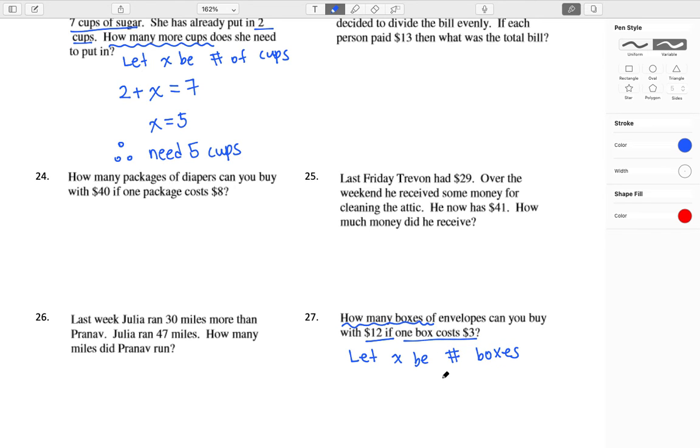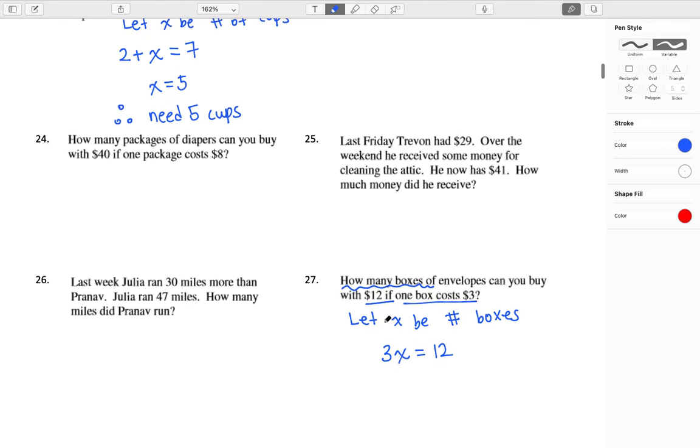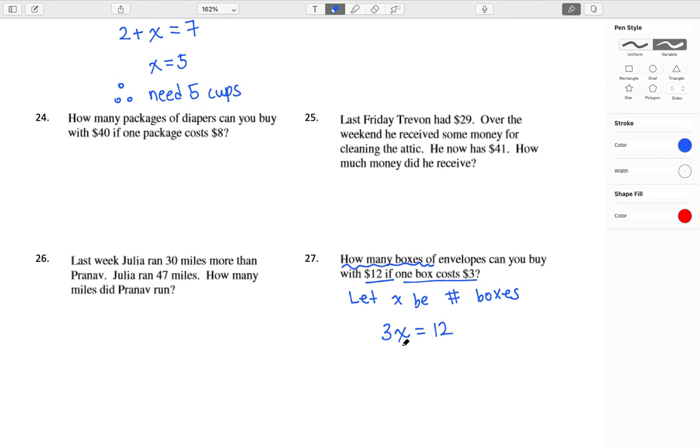So that means one box is $3. So then 2 boxes is going to be $6. So it's a multiple. So we will say 3x is equal to 12 because it's $3 per box. Therefore, we divide both sides by 3. So it cancels out. x is equal to 4. So therefore, she can buy 4 boxes in total.